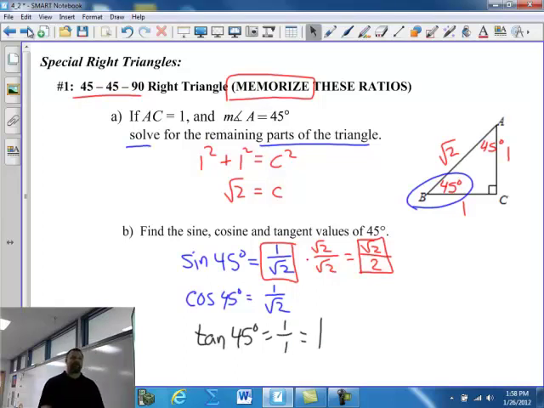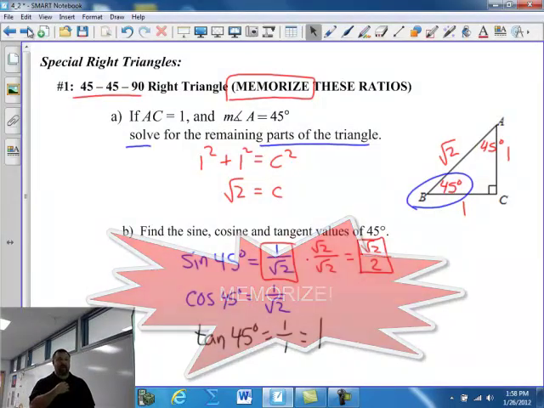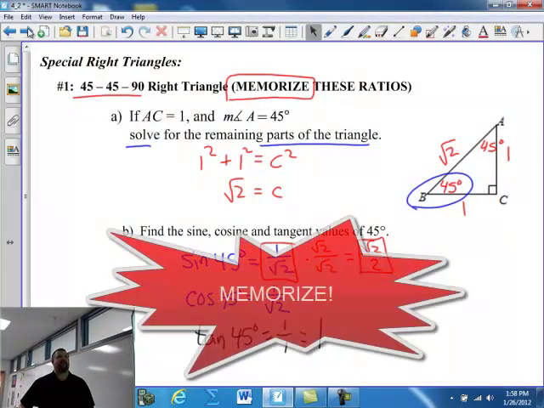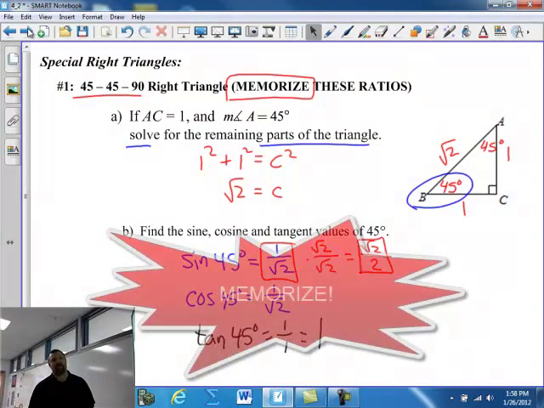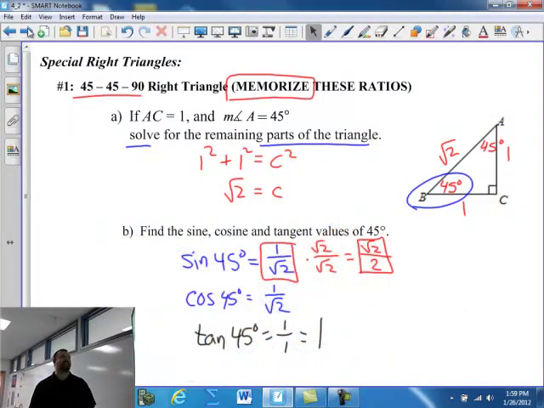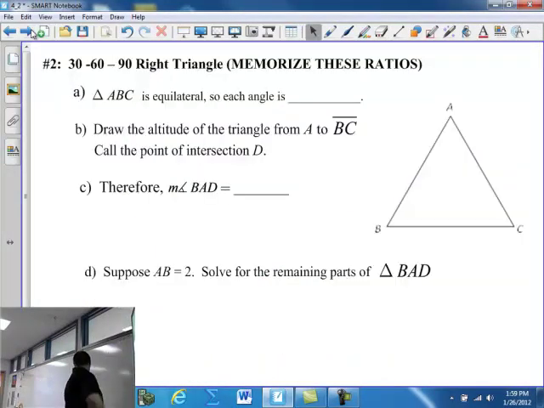All right, what are we supposed to do with those 3 things? We're supposed to memorize them. All of them? That's what it said, all 3 of them. But every sine and cosine are the same. That's right. So for a 45, 45, 90 triangle, we have the sine of 45 and the cosine of 45 are both 1 over square root of 2, and the tangent of 45 degrees is 1. Memorize it. Or memorize the picture.